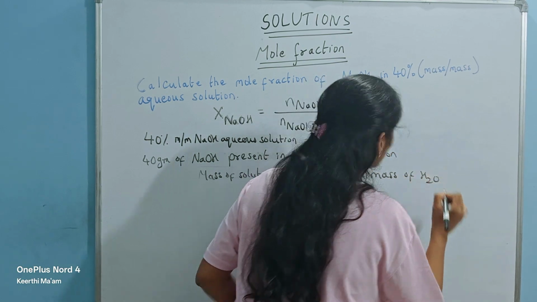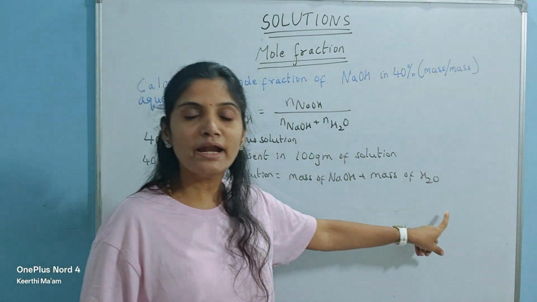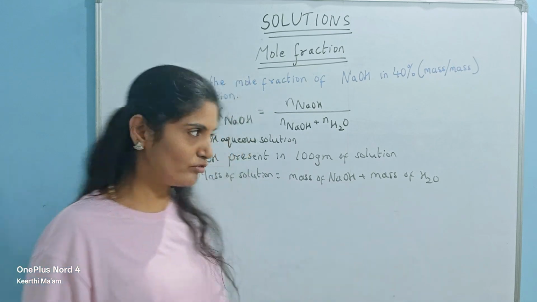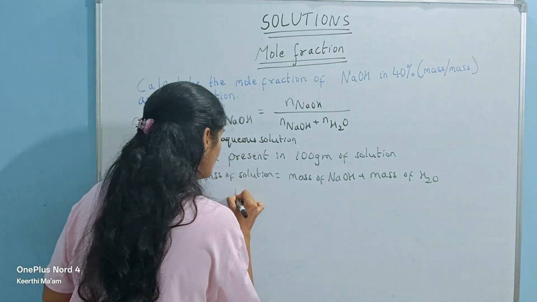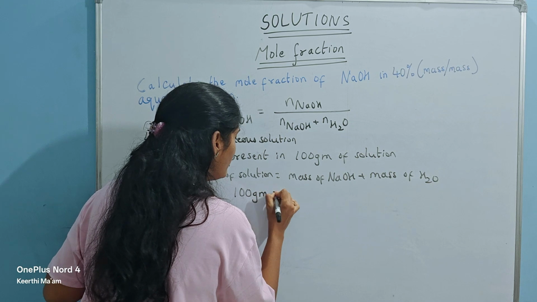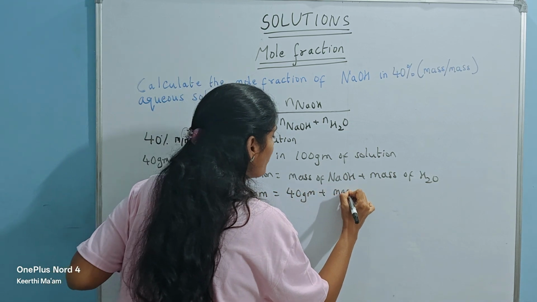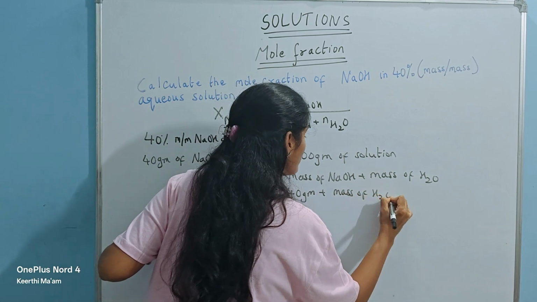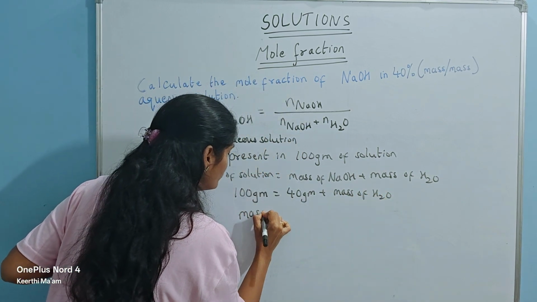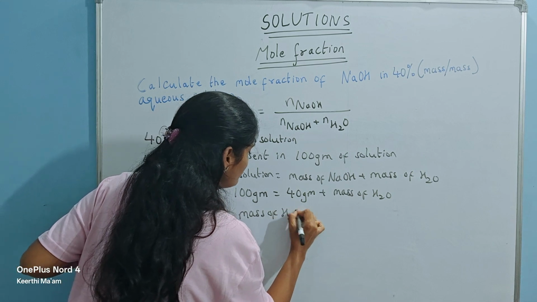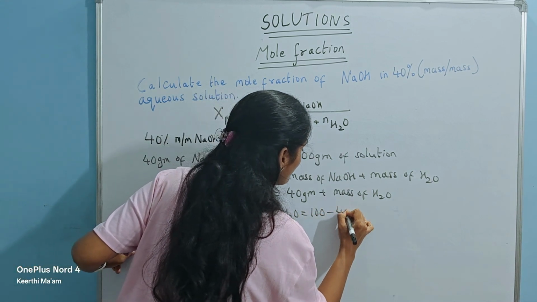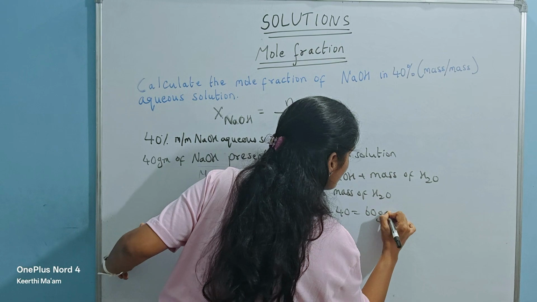Now to calculate the number of moles of water here, I need the mass of water. So let me calculate the mass of water. Do I have the mass of solution here? Yes, it is 100 grams. 100 grams is equal to the mass of NaOH, 40 grams, plus the mass of water. So how much will I get? Mass of water is equal to 100 minus 40, that is equal to 60 grams.